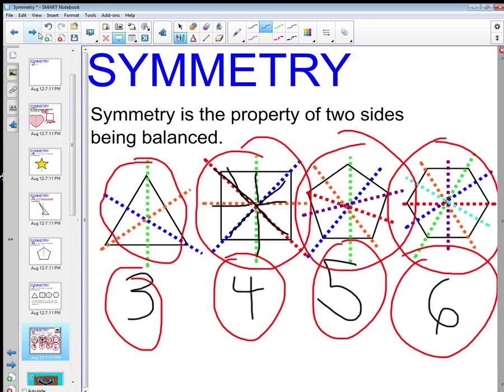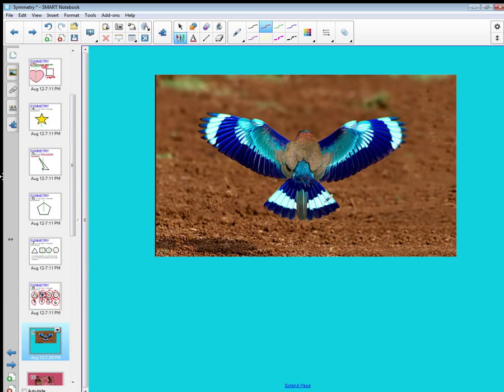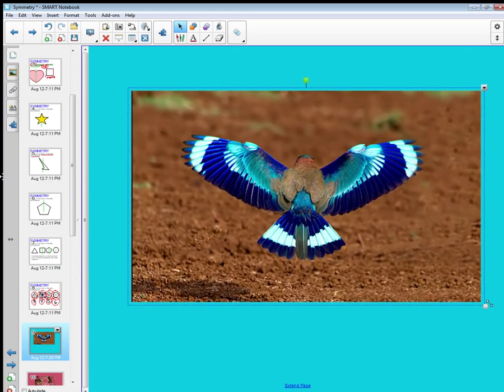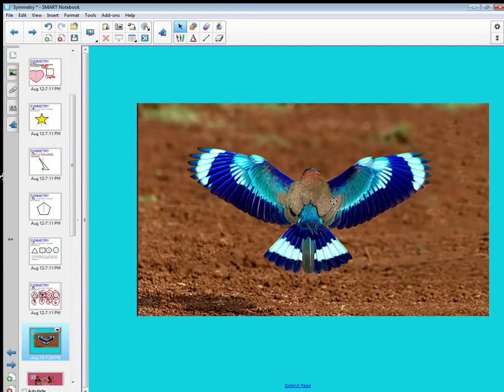One more thing I just want to show you before we finish this video. You know, lines of symmetry are everywhere. We see them in nature all the time. This is an incredible picture. Now, these I don't think are real colors. They've probably been enhanced. But if you were to draw a line of symmetry to divide this incredible bird, where would you do it? I think it's almost obvious, isn't it?